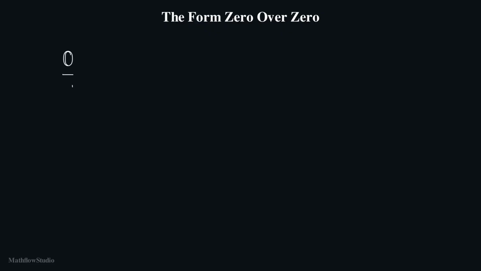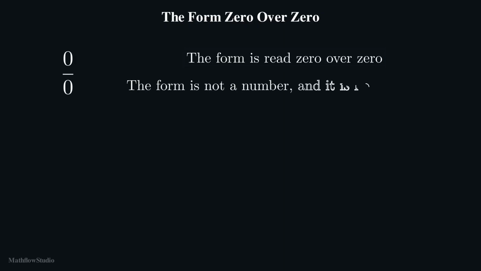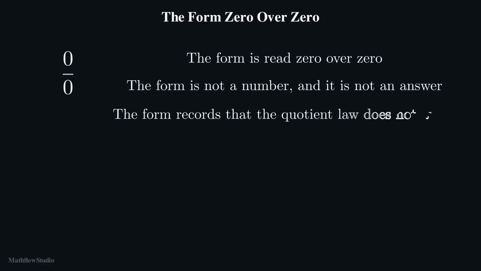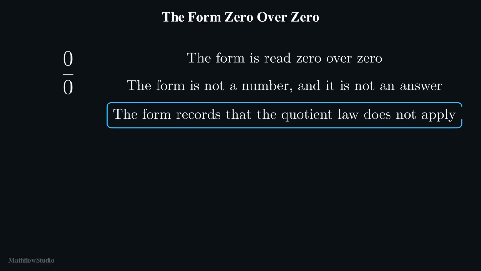Substitution into a quotient can produce 0 divided by 0. The form is read 0 over 0, and the words are worth stating because the symbol invites a misreading. The form is not a number, and it is not the answer to anything. The form records exactly one fact, which is that the quotient law does not apply.